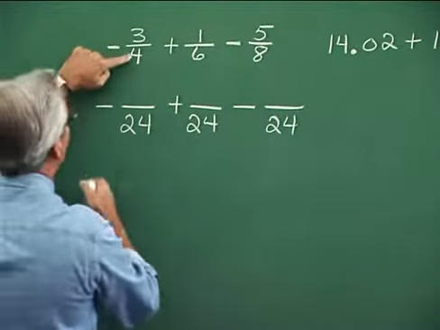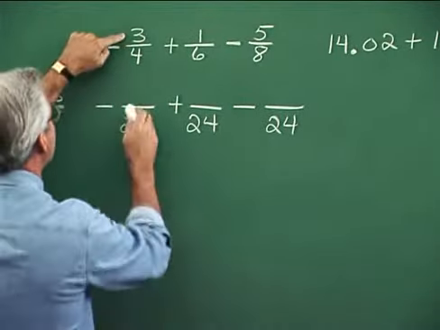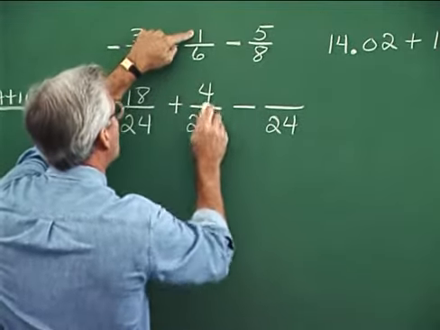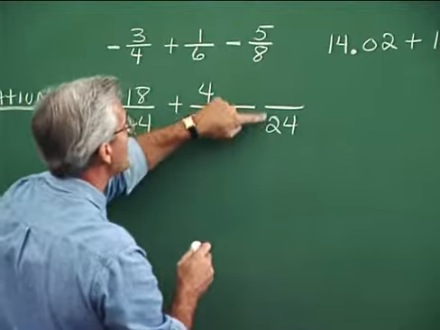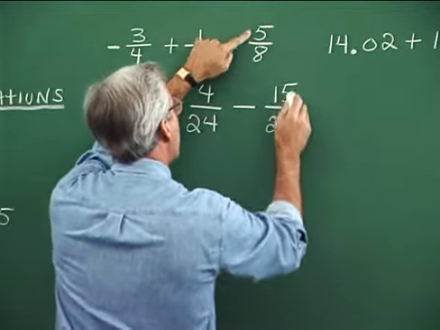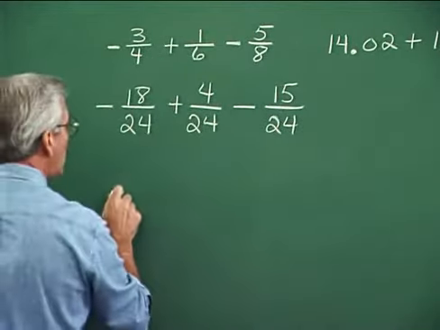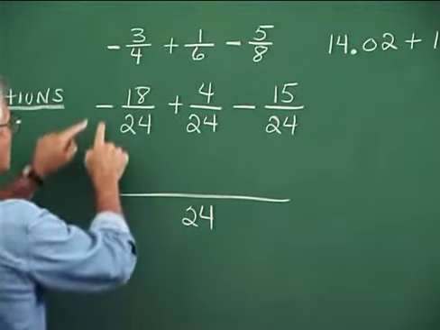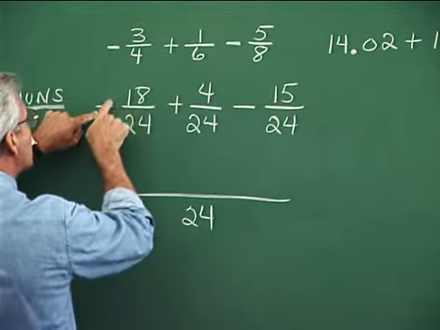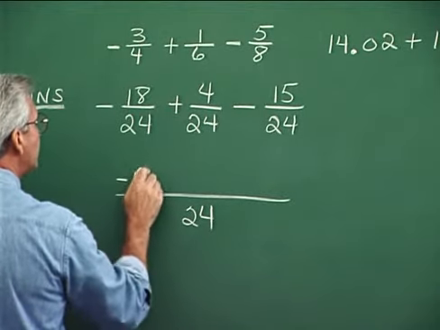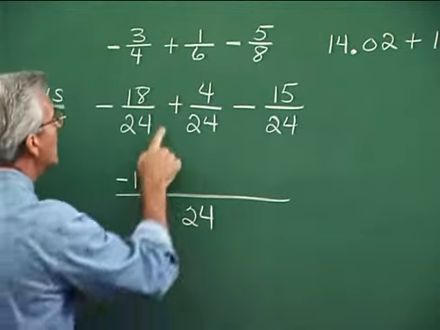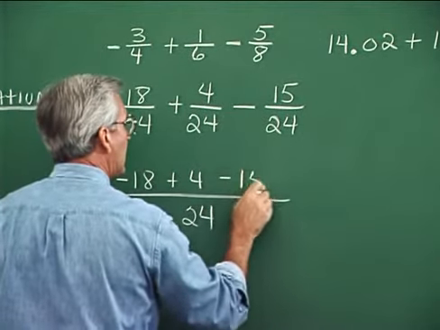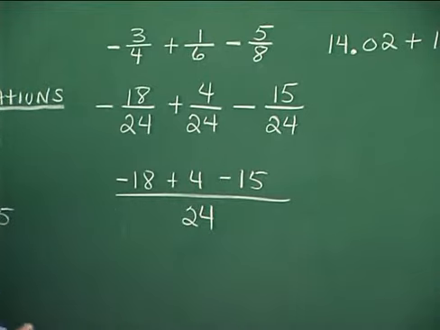Okay, so we go 4 into 24, 6. 6 times 3, 18. And then 6 into 24, 4. 4 times 1, 4. And then 8 into 24, 3. 3 times 5, 15. And now we'll write this as one great big fraction with 24 as the denominator. You see, so it's that now. I'm going to move this minus sign to the numerator, so it'll be negative 18, or minus 18, plus 4, then minus 15. And all I have to do now is collect in the numerator.